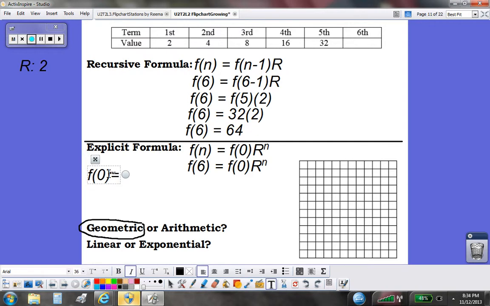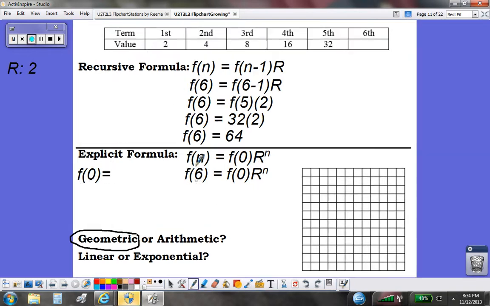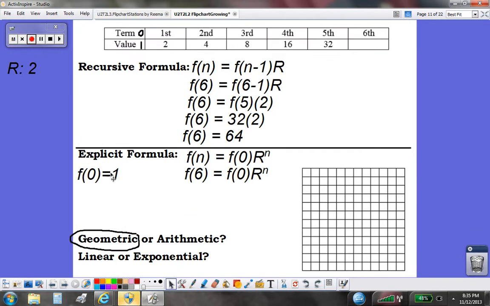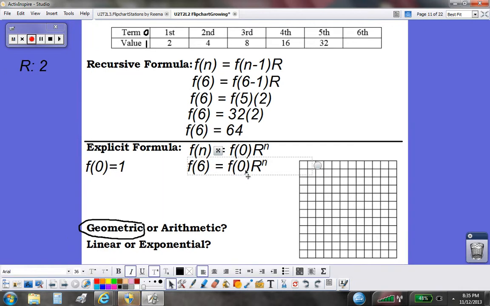Alright, f of 0. Okay, so I have the first term being 2. So if I want to backtrack here and put a 0 here, so if I'm going 2, 4, 8 to the right, if I want to go back 1 the other way, I would do the opposite of multiplication, which is divide by 2. So 2 divided by 2 is 1. So f of 0 is going to be 1. Now I need that because remember f of 0 is part of the explicit formula. So now I can go ahead and substitute that in.